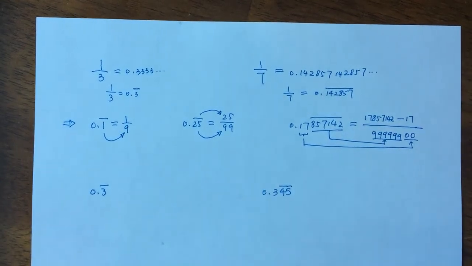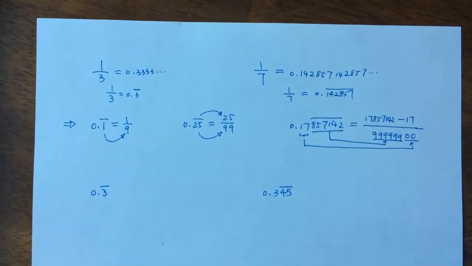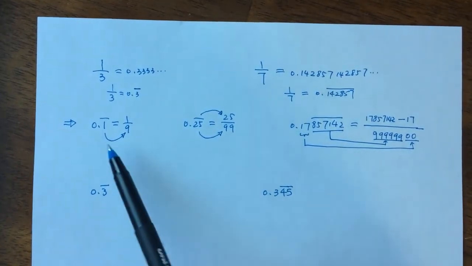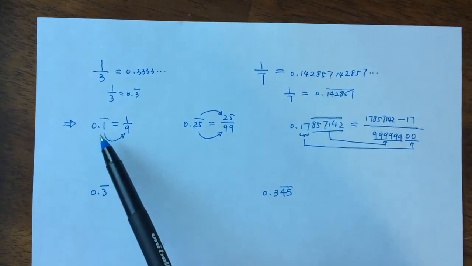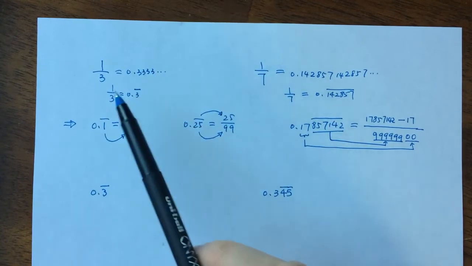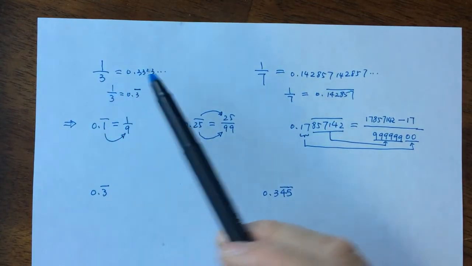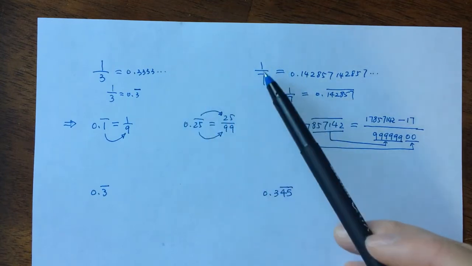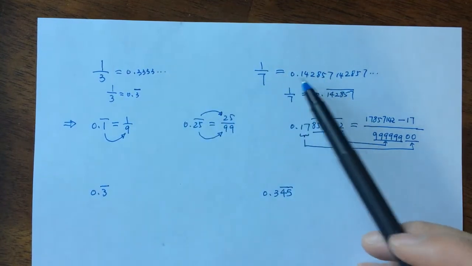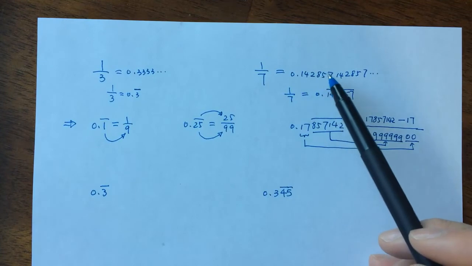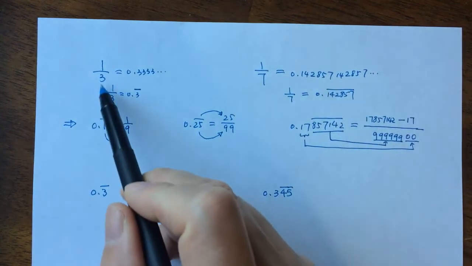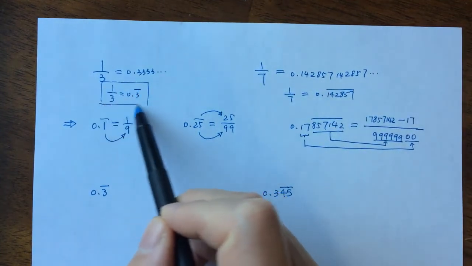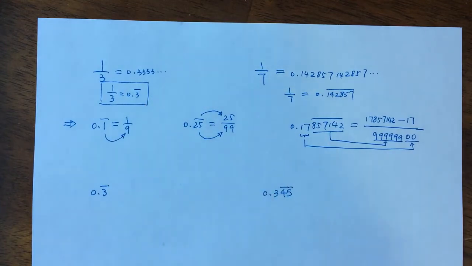So today we talk about repeating decimals and especially focus on how to change repeating decimals to fractions. If you look at the first example, 1 over 3, we know it's 0.333 and repeating. And 1 over 7 is 0.142857 and repeating. Usually we read that as 0.3 with a small bar on top of the 3.